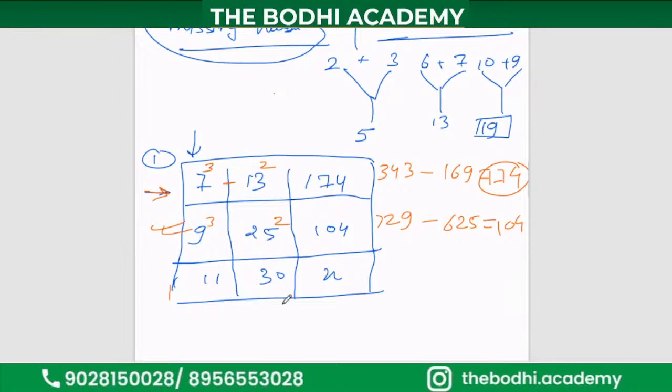Now apply the same logic. 11 cube minus 30 square. Now 11 cube is what? 1331. Minus 30 square, which is 900. So 1331 minus 900, we get 431. So the answer will be 431. This is the way you have to do this question.